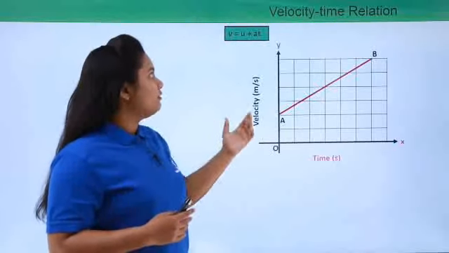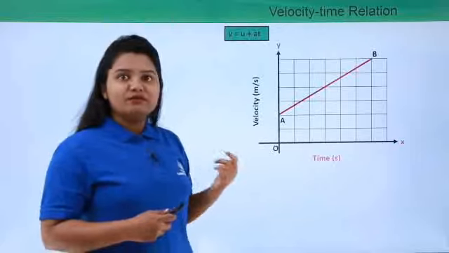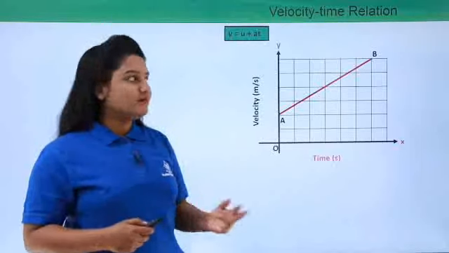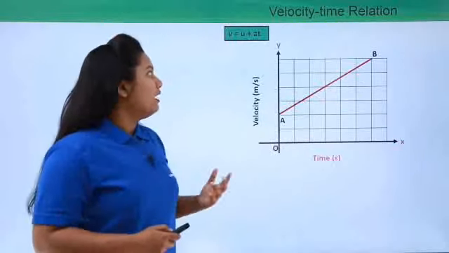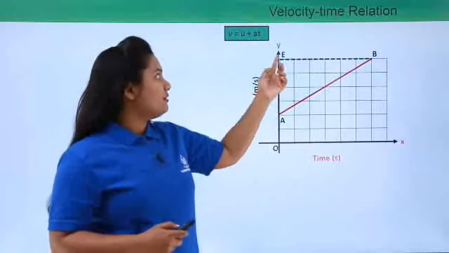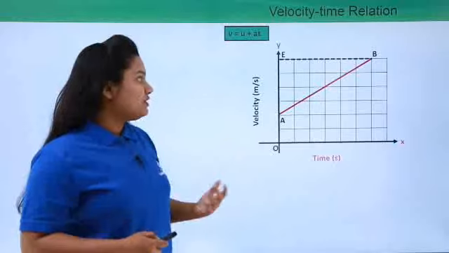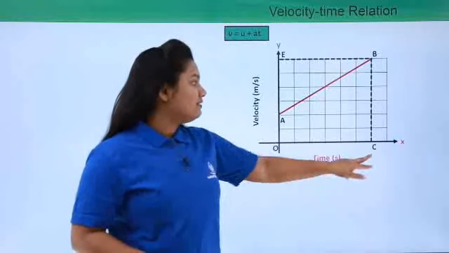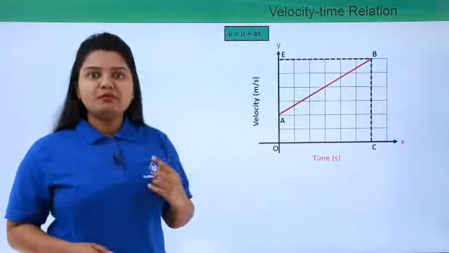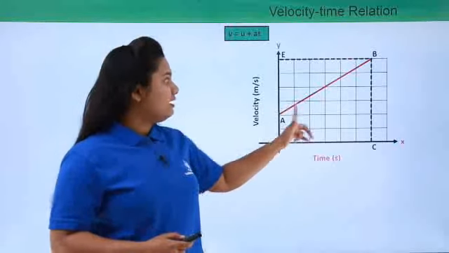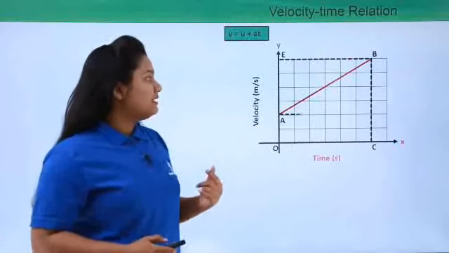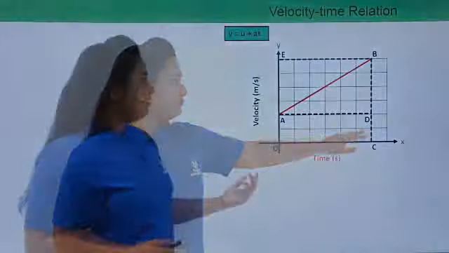So our first step towards deriving this relation would be to draw two perpendicular lines from point B. One towards the y-axis, which touches the y-axis at E, and the second one towards the x-axis, which touches the x-axis at point C. We'll be drawing one more perpendicular line from point A to BC, which touches BC at point D.